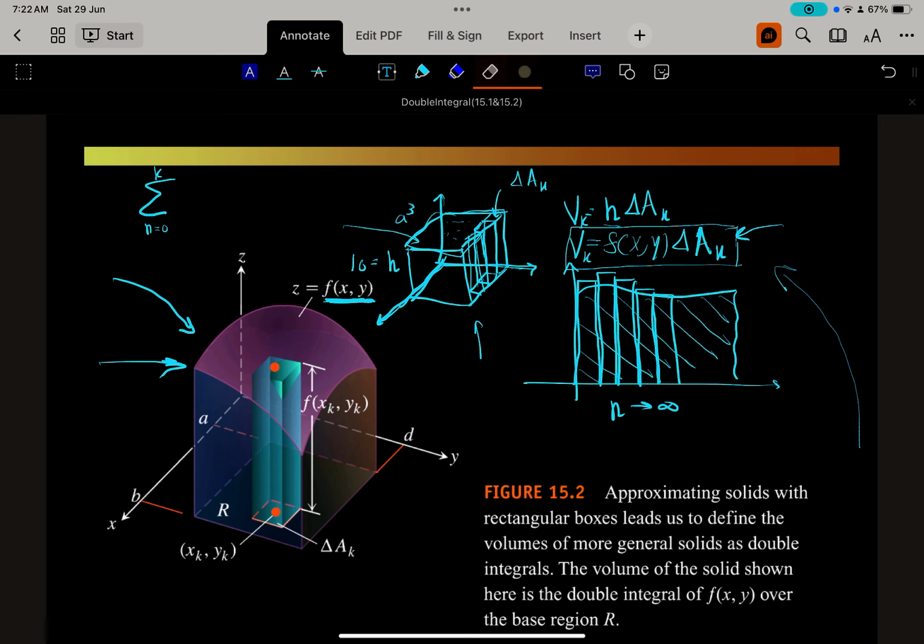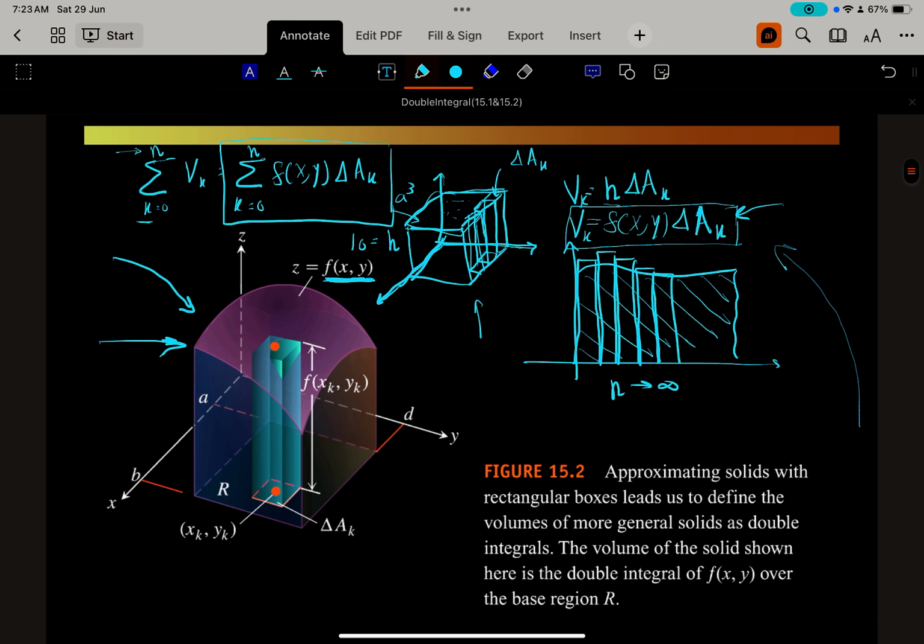And now, let's say k and then here n. This represents the number of boxes and this represents the box itself. The k represents the index of the box. Now if you want to sum the volumes Vk, it's going to give us the Riemann sum from k equals 0 to n of f of x, y times delta Ak. Now this is an approximation of our volume. We are approximating our volume by summing all of the boxes.